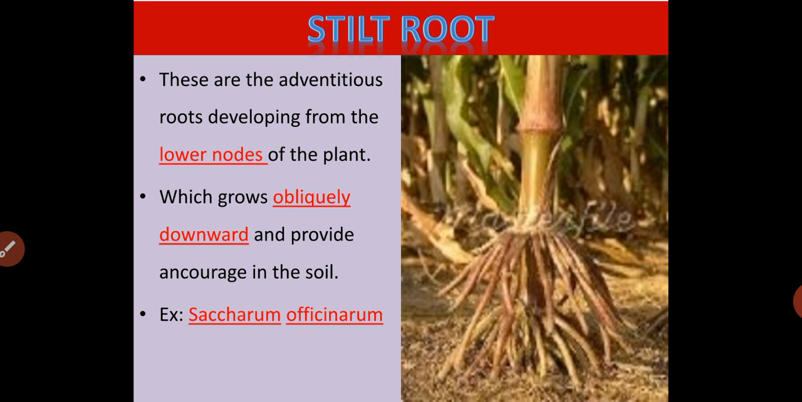Stilt roots are an adventitious root modification. This modification takes place for giving mechanical support to the plant, and these roots arise from the lower nodes of the plant, grow obliquely downwards and provide anchorage to the plant in the soil, as seen in case of Saccharum officinarum.